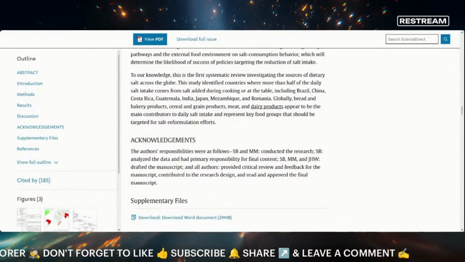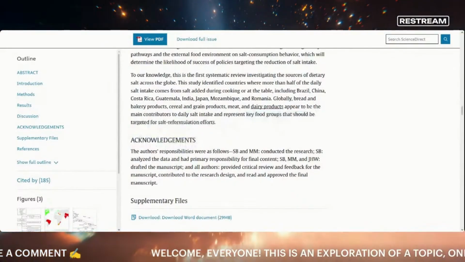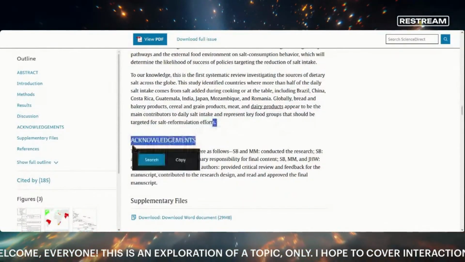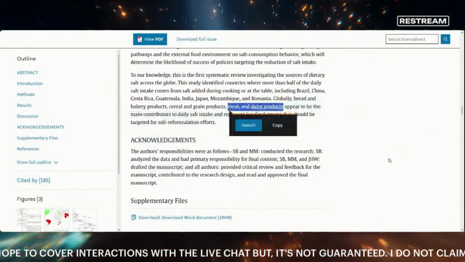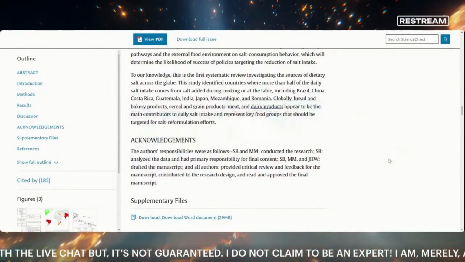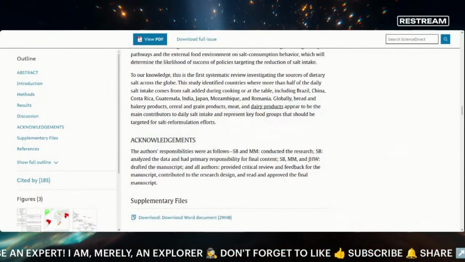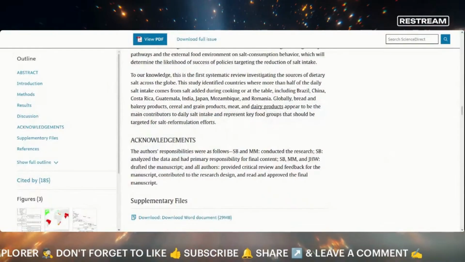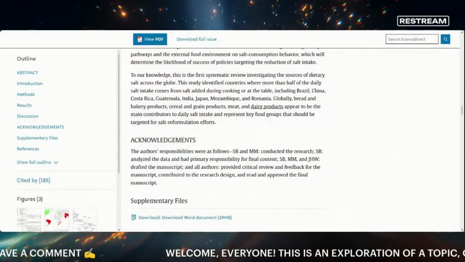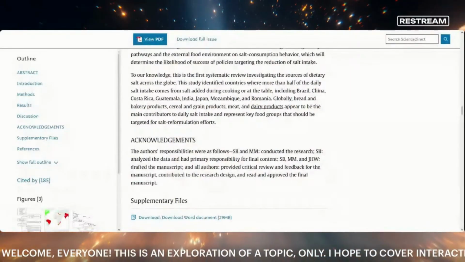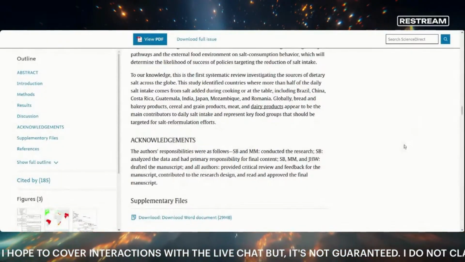Represent key food groups that should be targeted for salt reformulation efforts. What's this salt reformulation efforts? What are they going to try to do to meat and dairy products? Right? Heard about trying to get meat off the market, try to stop having cows because they fart and all the rest of it, which they've been doing since they first arrived on this planet, right? And it's actually instrumental in plant growth, carbon dioxide. If we didn't have carbon dioxide, there would be no life, right? The more carbon dioxide we have, the greener the planet becomes. That's been suggested here. Anyway, let's finish this off.